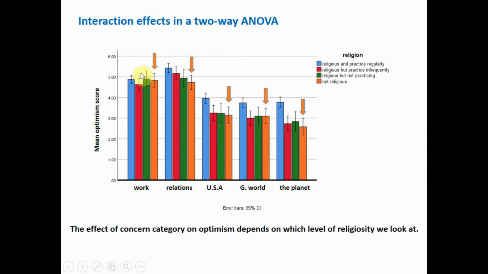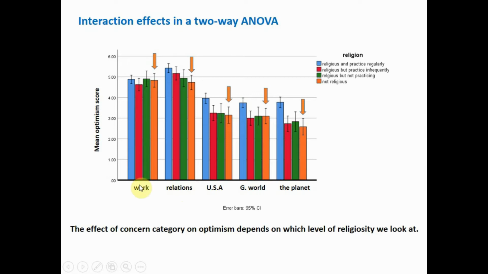But when we looked at what effect religion has just for work, we got a pattern here. Then we looked at the effect of religion for relationships, and we got a very different pattern, and then a different one here. So again, to understand an interaction, you're looking for patterns, and you go about it two different ways.